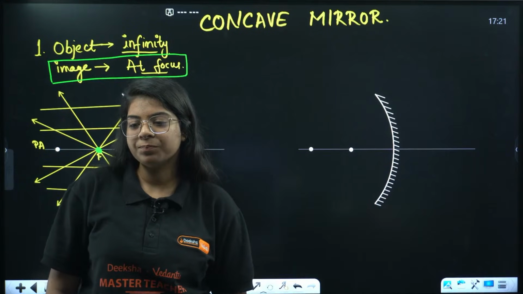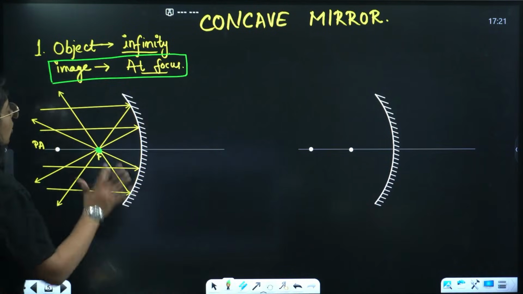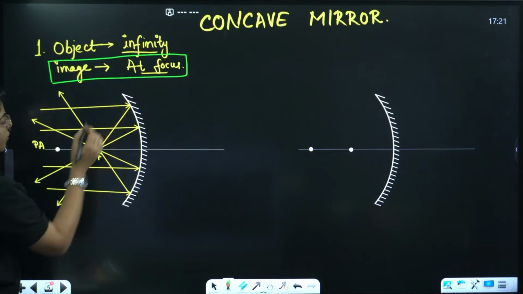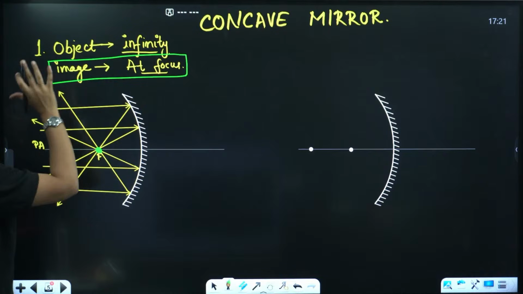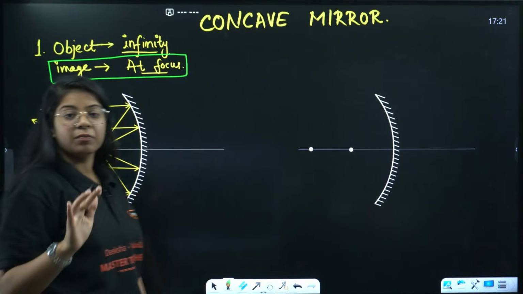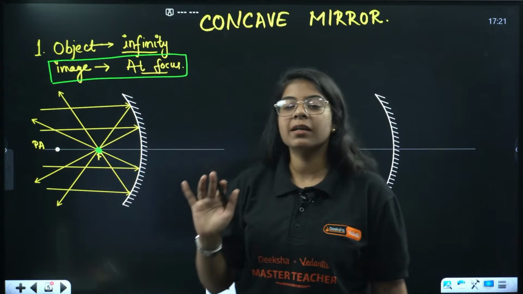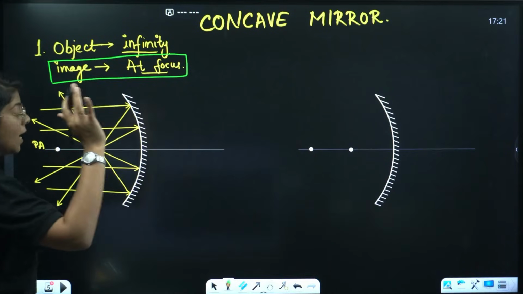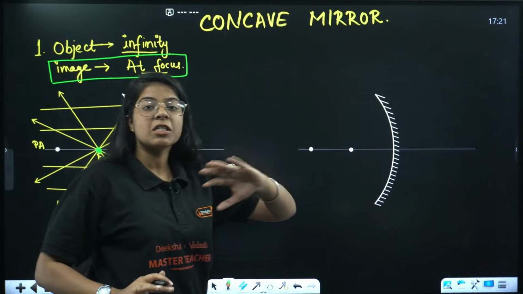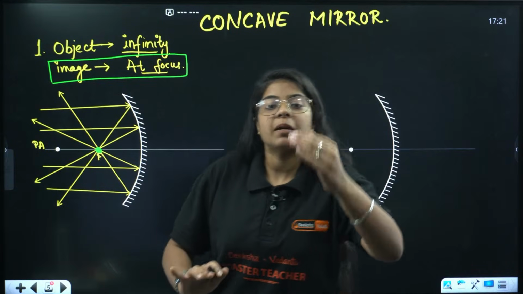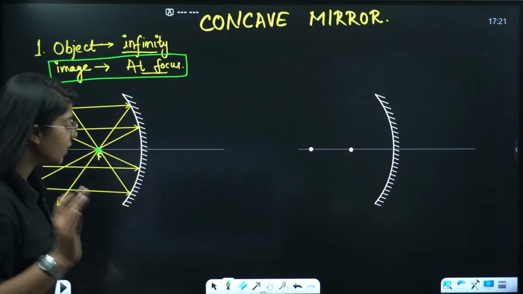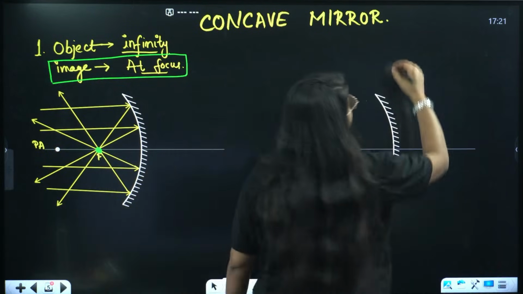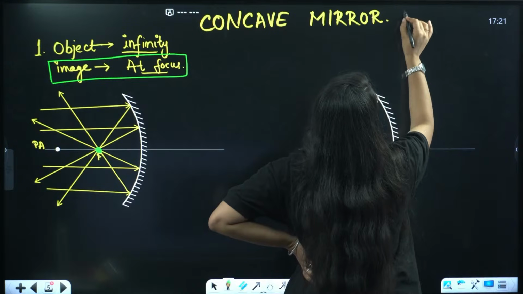So the first case is the object was at infinity, the image was made at focus. The object was at infinity, so the rays were coming parallel to the principal axis, and the image is being made at focus. First part done. But right after we do the first part, what do we have to do? What kind of image is being formed? From concave mirror, mostly what kind of images are formed?